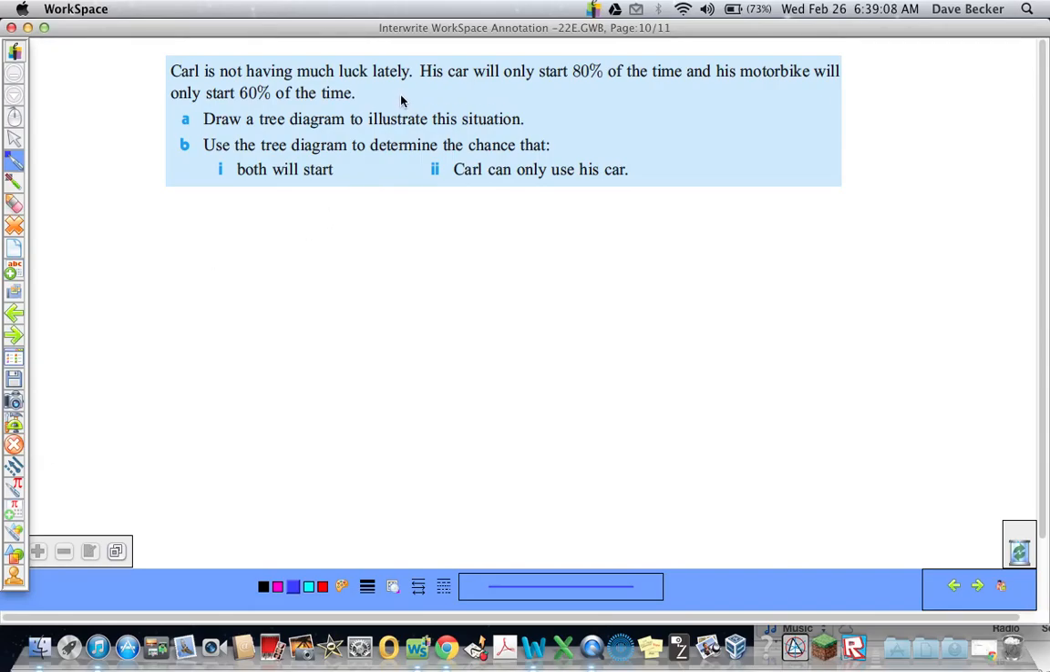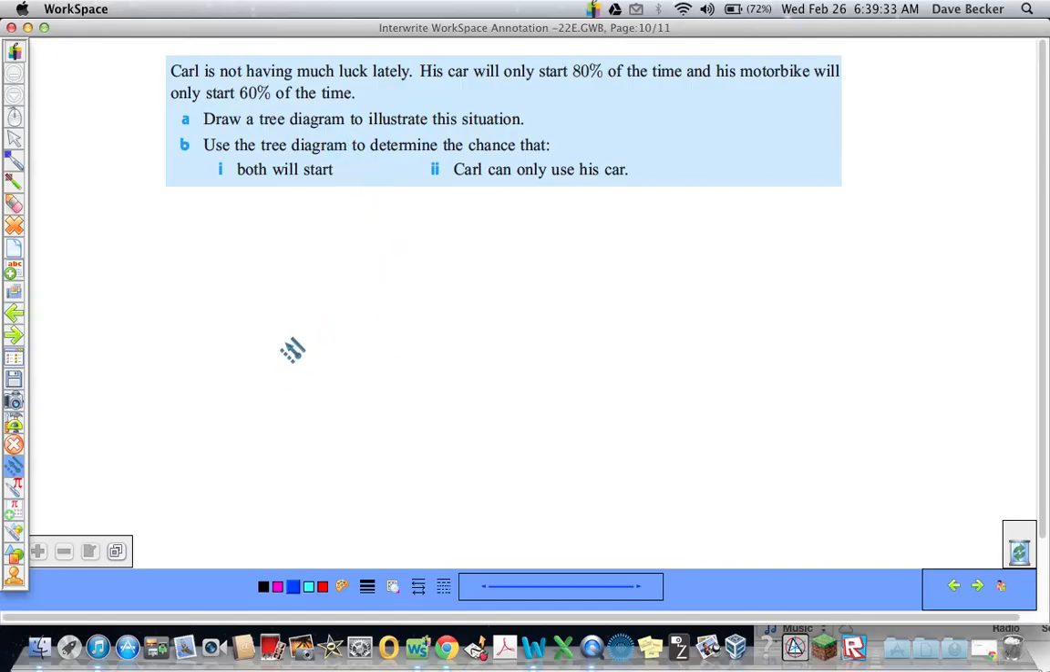Carl is out of luck, my friends. He's not having a lot of luck. Number one, he owns a car, and it only starts 80% of the time. Dude, it's called a mechanic. And his motorbike will only start 60% of the time. Dude, motorbike, it's an injury trap. Go to the hospital right now. Why not? Draw a tree diagram to illustrate this situation.